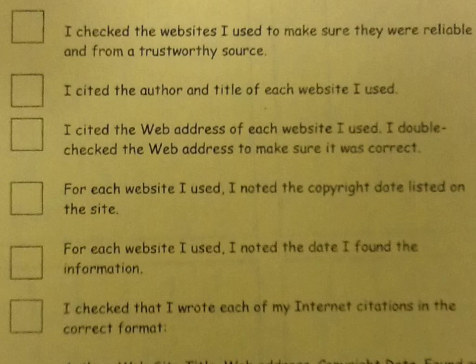On the back of the paper you received in school, there's a very quick and easy internet citation checklist. And if you follow this one step at a time, you'll make sure that you're getting good, reliable sources for your paper. The very first one is that you check the website and make sure that they are reliable and from a trustworthy source. This could be a little bit tricky.